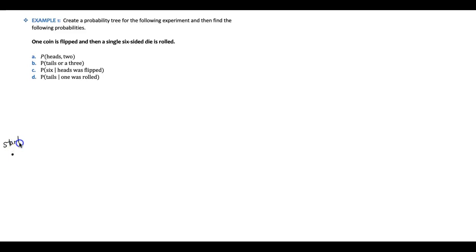Here's my starting point. When we start, we flip a coin, and I'm going to draw a branch for each of the possible results. There could be a heads, or there could be a tails when that coin is flipped. On the heads branch, the probability of getting a heads is 1/2, and the probability of getting a tails is also 1/2. Notice the total of those branches equals 1.